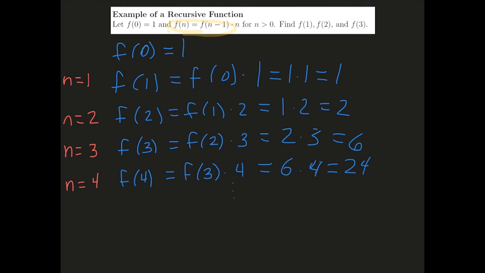So I'm wondering if you have noticed what we're doing here. Look at f of 4. F of 4 is 24, but that is 4 times 6. But 6 is 3 times 2. 2 is 2 times 1. So really, 24 is 4 times 3 times 2 times 1, which should be something very familiar to us. Actually, what we found is a recursive function that gives us the values of the factorial.